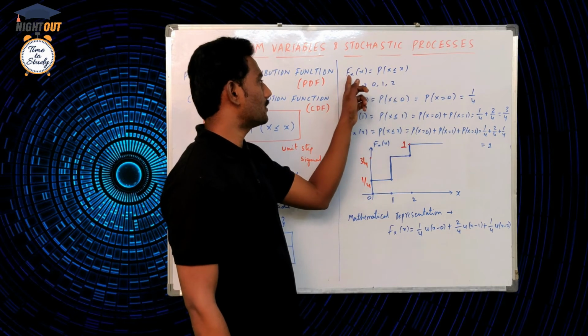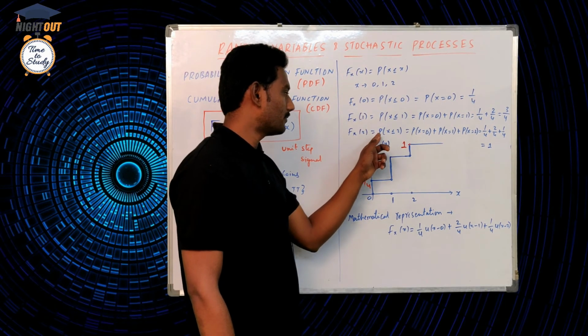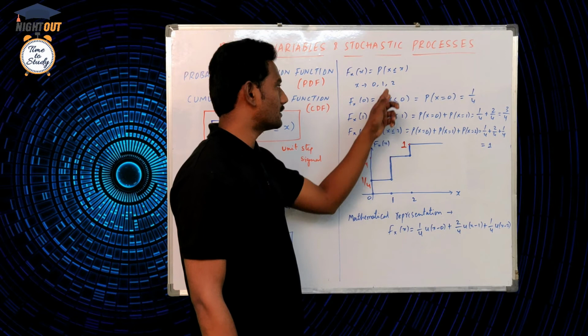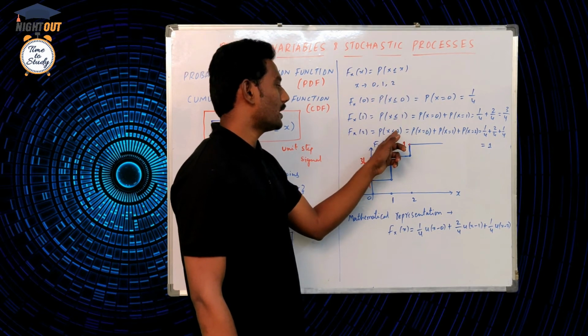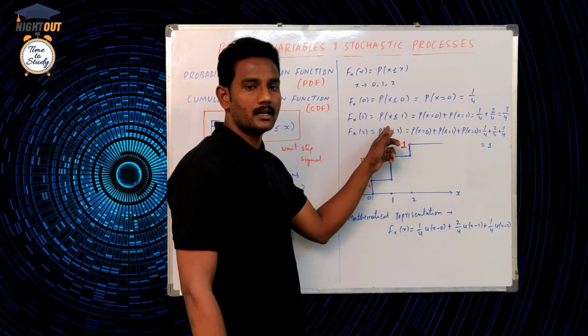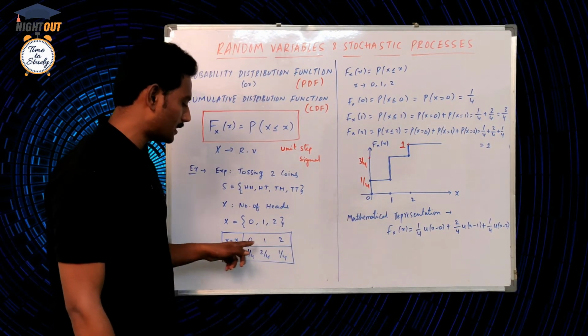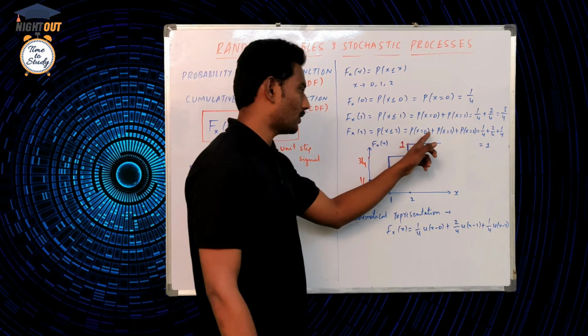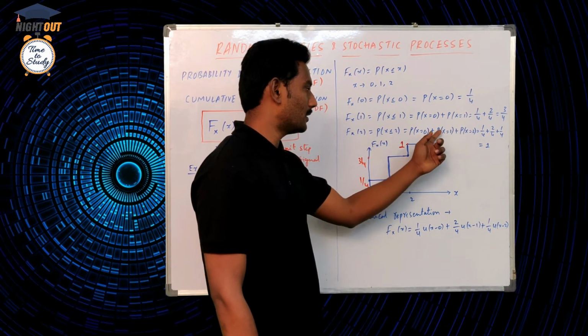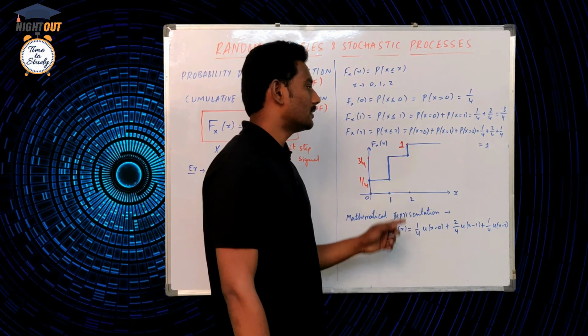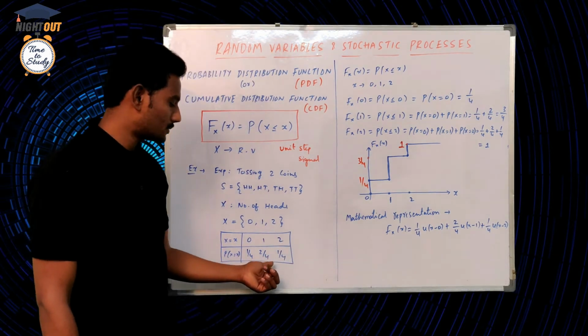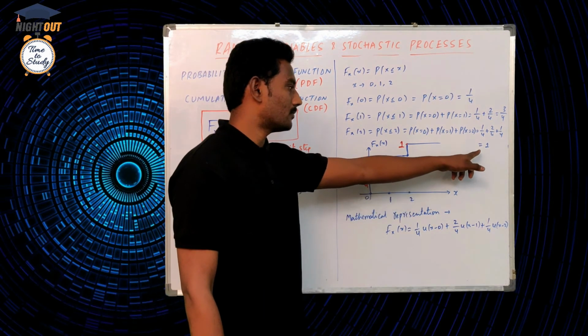And last, Fx of 2. By definition it is the probability of capital X less than or equal to 2. Now we have to take the values of the random variable which are less than or equal to 2. That means we are getting all three values 0, 1 and 2. We have to add the probabilities of these three events, that is 1 by 4 plus 2 by 4 plus 1 by 4, which is equal to 1.